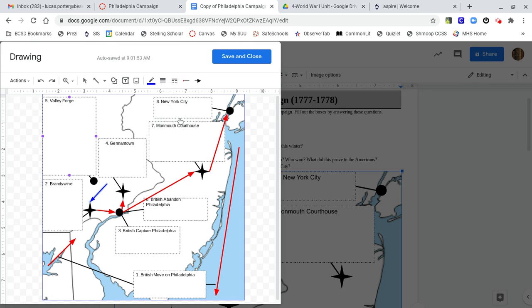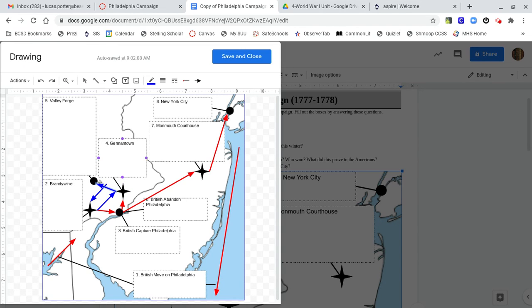And then, so make that the same size. Then from Brandywine, he didn't go to Philadelphia. He went back up to Germantown. They got beaten at Germantown, so he went out here to Valley Forge. Okay, so he's staying here close to Philadelphia.